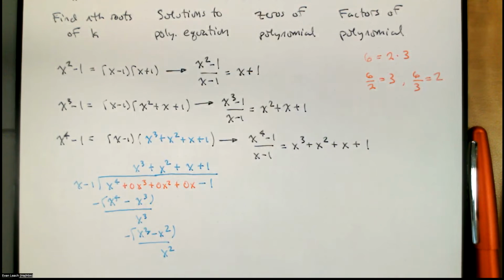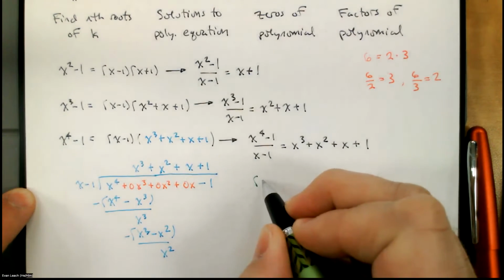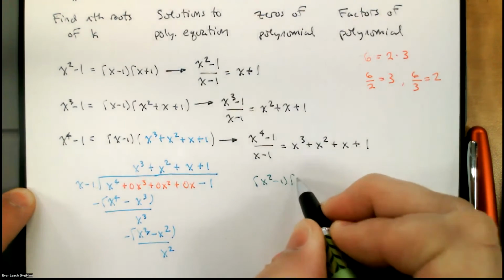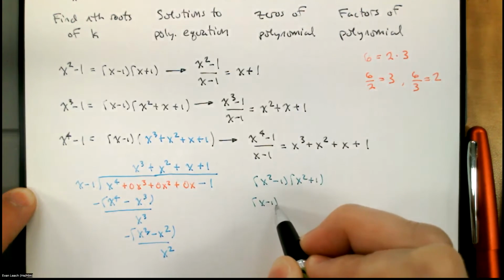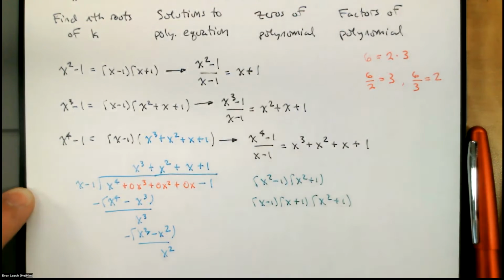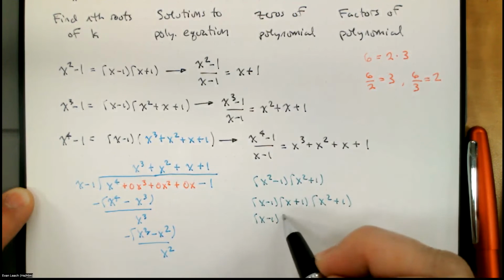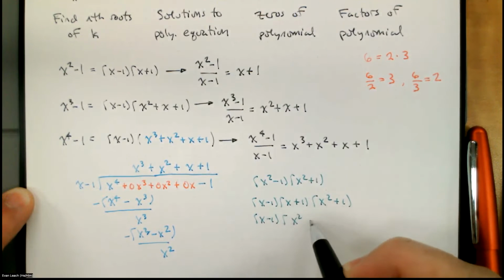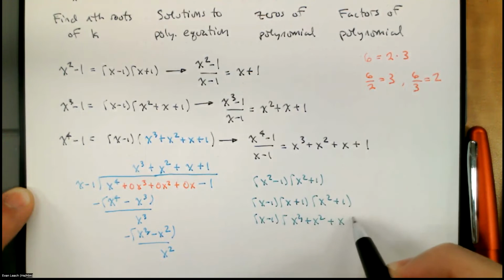We can also get there through factoring because we're at x to the fourth. So we might also look at this as x squared minus 1 times x squared plus 1. If I break the x squared minus 1 into x minus 1 times x plus 1, and I multiply x plus 1 times x squared plus 1, I get x cubed plus x squared plus x plus 1.